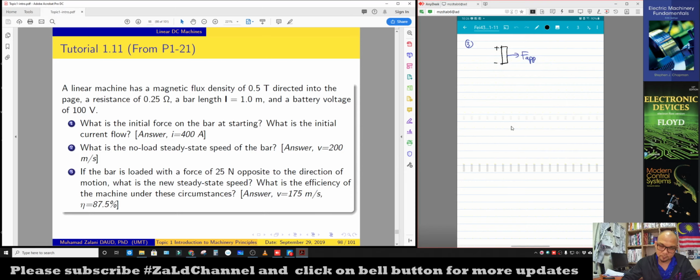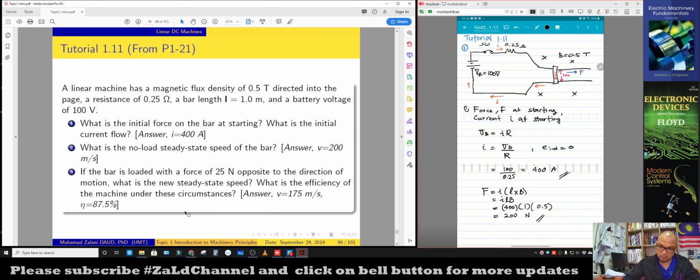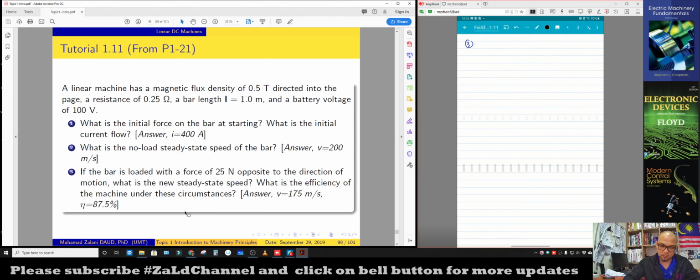All right. Then question number 3. So steady state speed 200, this is the answer. Number three: if the bar is loaded with a force of 25 Newton opposite to the direction of the motion, what is the new steady state speed? And what is the efficiency? Firstly, we want to find the new steady state speed. Let me use a different expression for this new steady state speed, VSS prime.